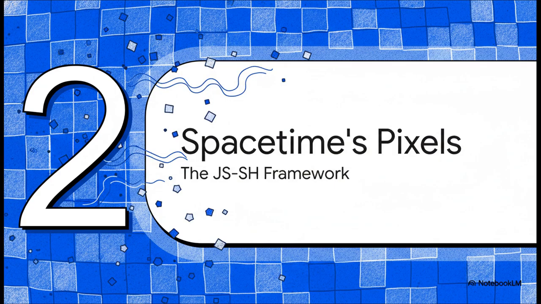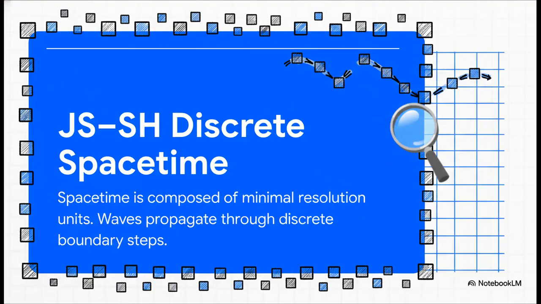All right, now let's leave that nice, smooth stage behind and step into a much weirder, grainier reality. Let's talk about these hidden pixels of space-time. The core of the JSH framework is that space-time is made of these fundamental building blocks, kind of like pixels on a screen. You can't get any smaller. And what this means is that a wave can't just travel in a perfectly smooth straight line anymore. Instead, it has to literally hop from the edge of one pixel to the next, navigating this underlying grid of reality.